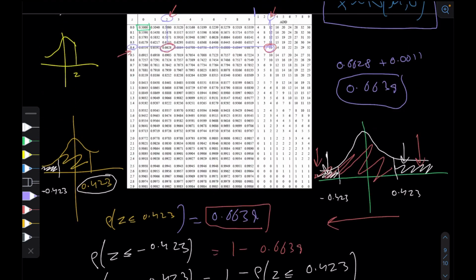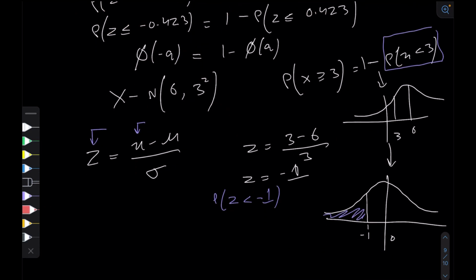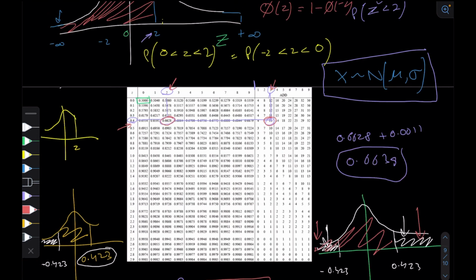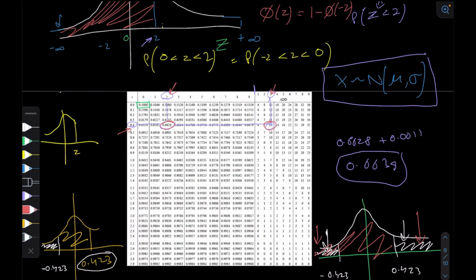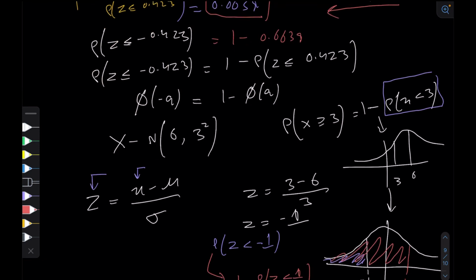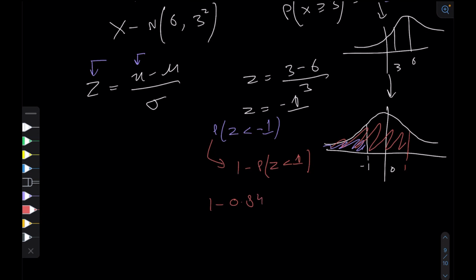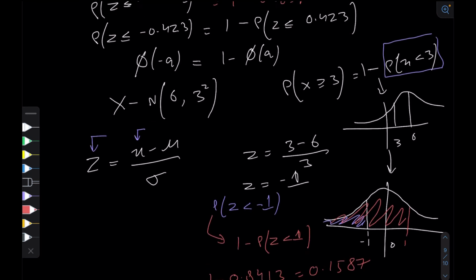So what I will do is find the area up to 1, which is this thing, and then subtract it from 1. So this is equal to 1 minus the probability of z being up to 1. The probability that z is up to 1 is, here is 1 and then my decimal place is 0, so 0.8413. So 1 minus 0.8413 is 0.1587. So essentially we got our answer.